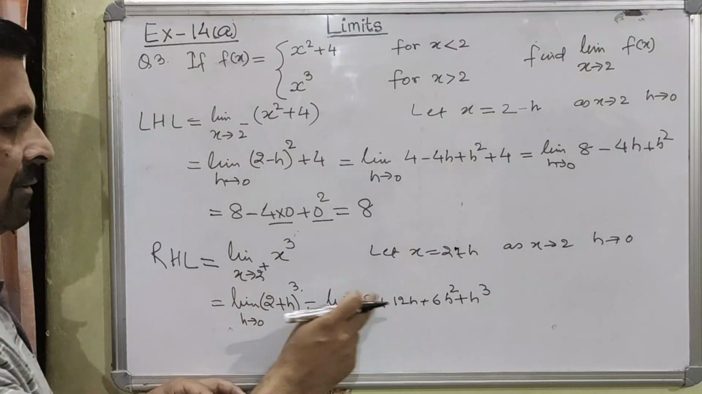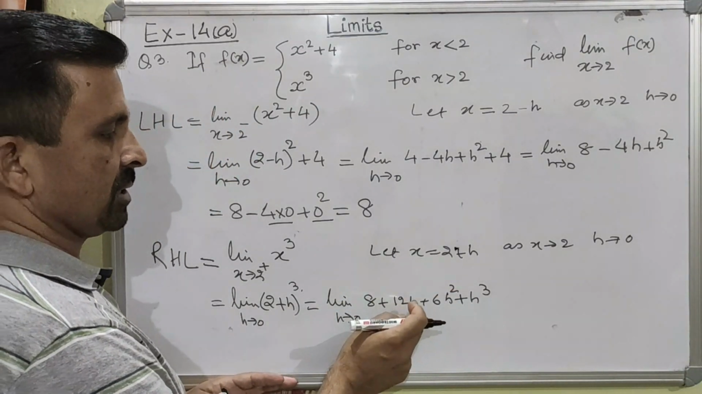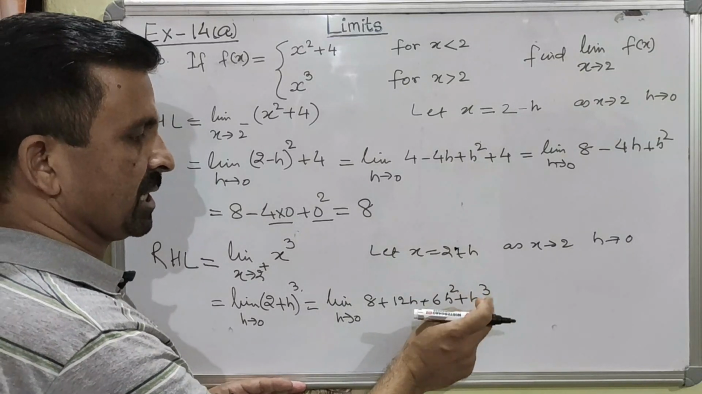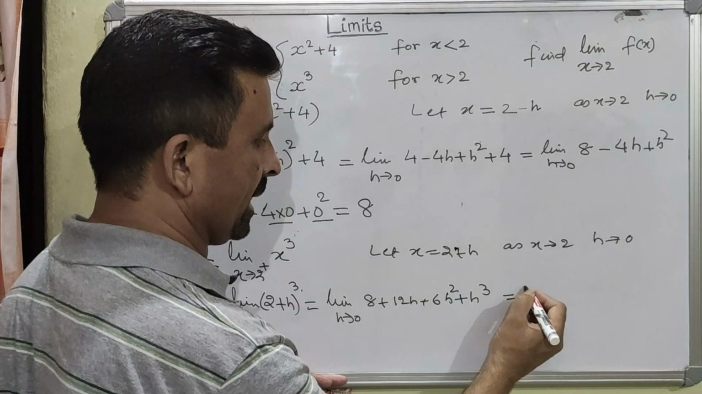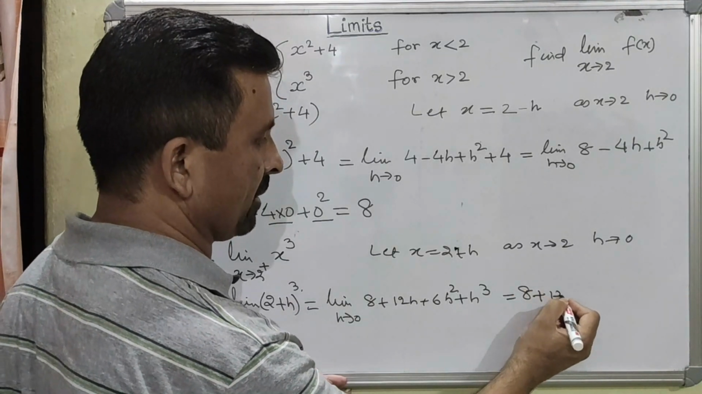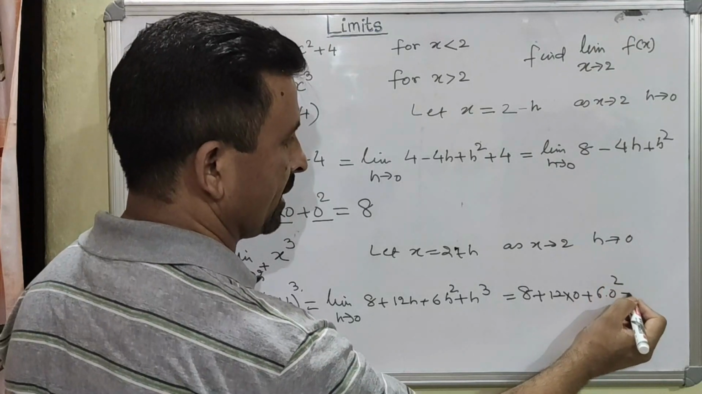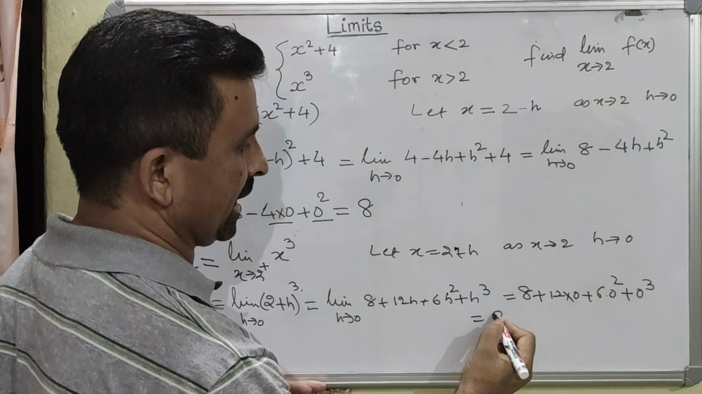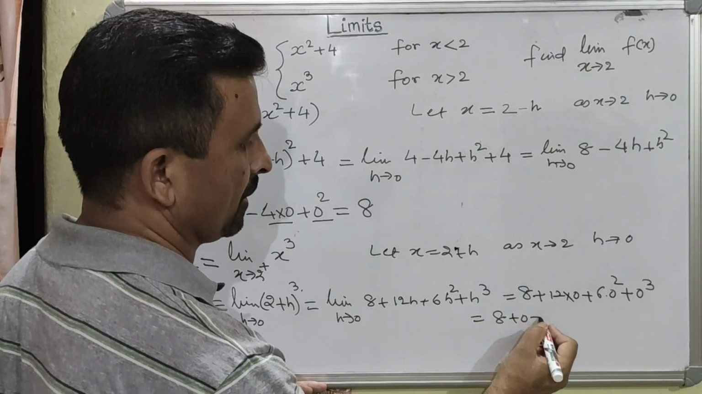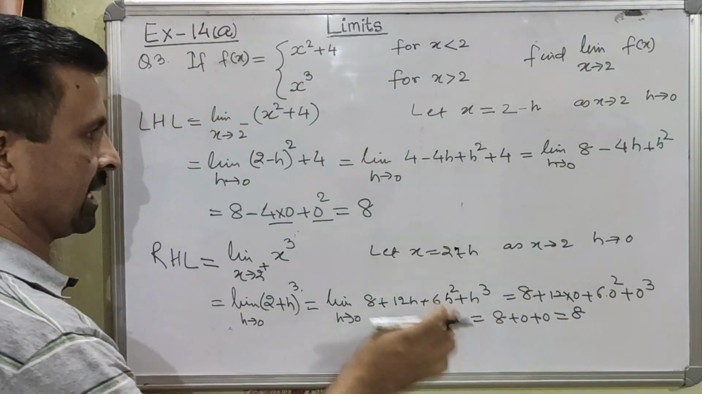Now directly we have to put the value of h as equal to 0. So wherever you have h, you can put it as equal to 0. So this part will become 0, this part will become 0, this part also will become 0. Only we will be left with 8. So we will write here 8 plus 12 into 0 plus 6 into 0 square plus 0 cube. So finally what is it? It is 8 plus 0 plus 0 is equal to 8. So your answer is now this way.